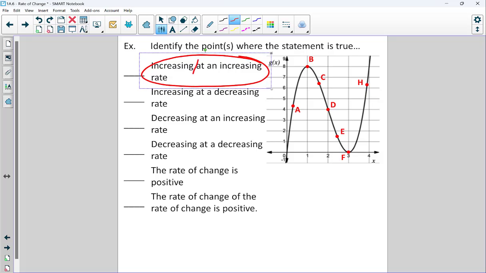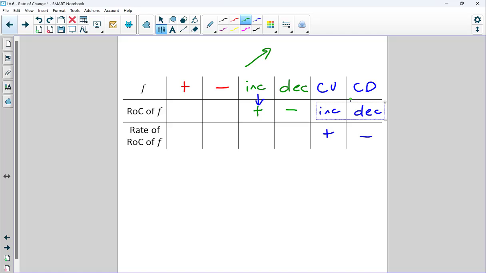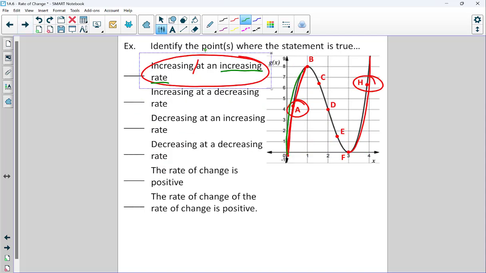That sounds like a mouthful, but if you break it down piece by piece, it's a pretty simple concept. Notice this phrase can be broken into two parts. Where is it increasing? And then where is the rate increasing? The graph itself would be increasing from here to here and from here to here. So that leaves A and H as candidates for the correct answer. But then it also says increasing rates. As we talked about a moment ago, if the rate is increasing, then the graph is concave up. So graph is concave down on this point of the function, graph is concave up on this point of the function. So that means increasing at an increasing rate would be H.